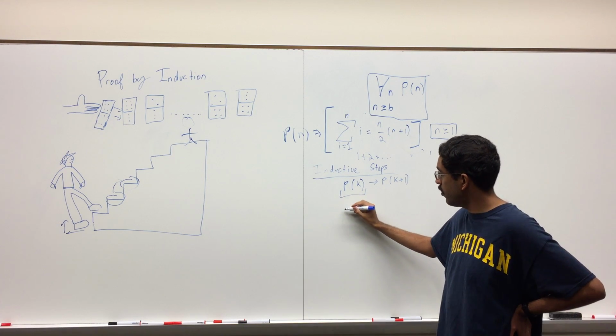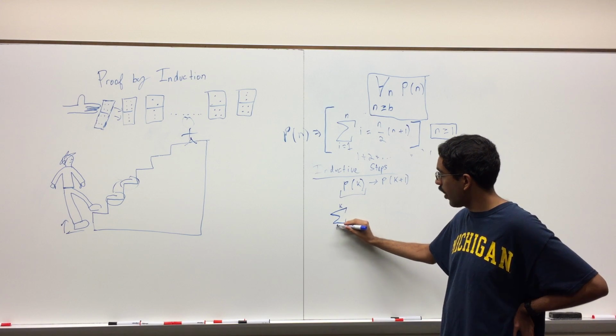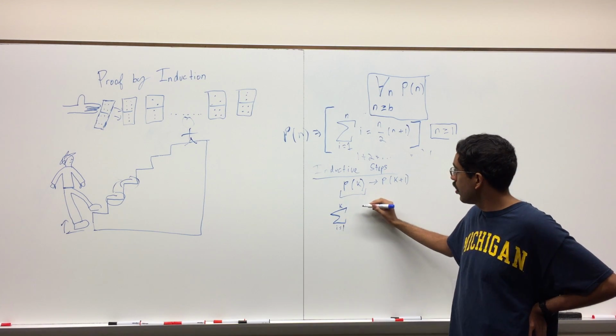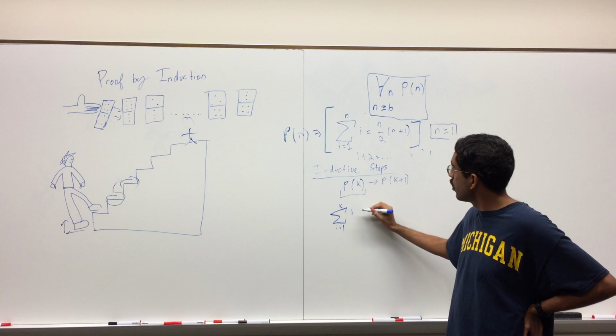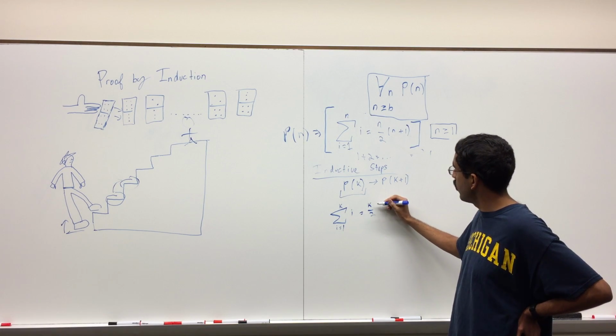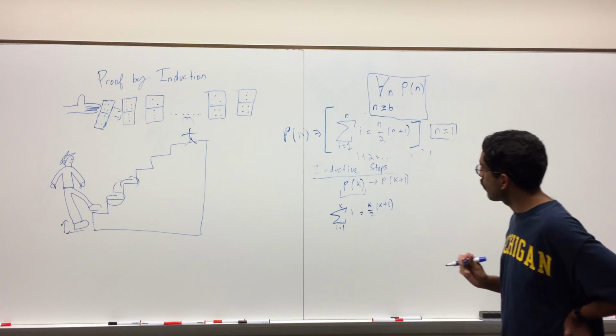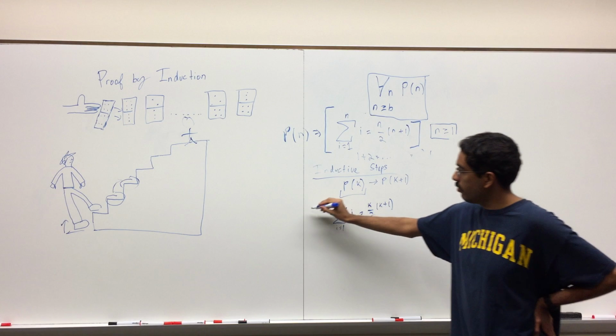In other words, suppose that the summation of i equals 1 to k of i is equal to k over 2 times k plus 1. Assume this is true.